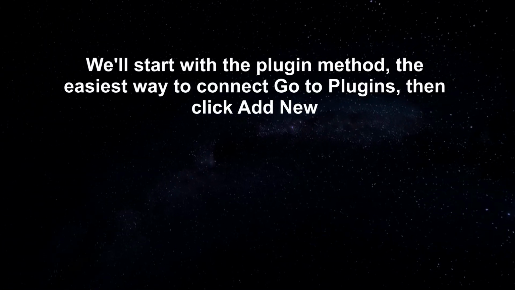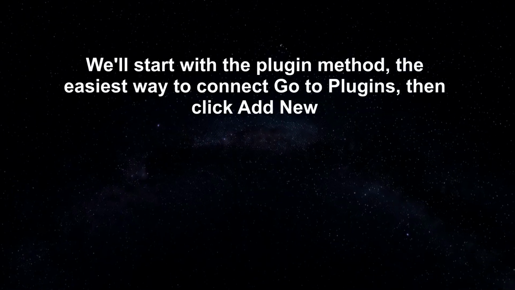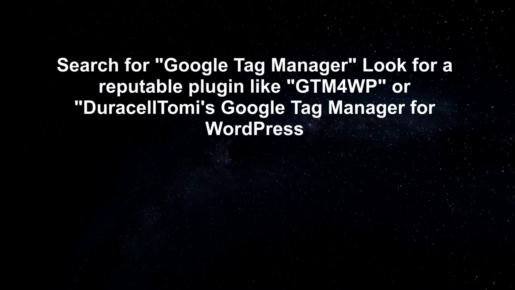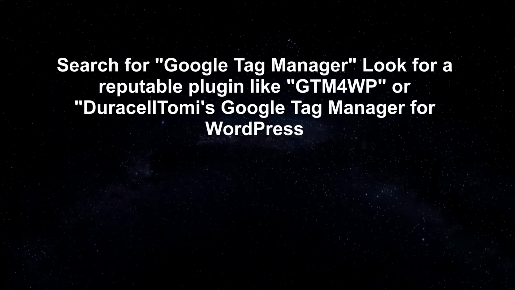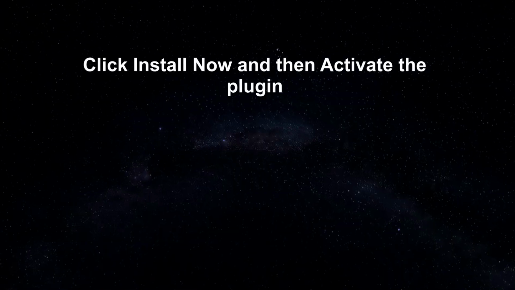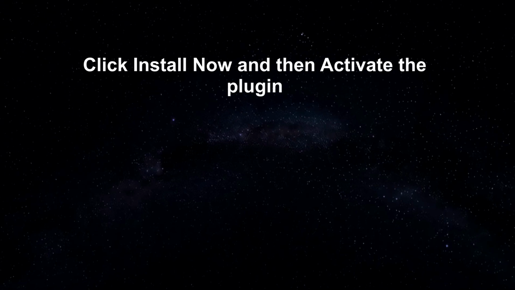The easiest way to connect, go to Plugins, then click Add New. Search for Google Tag Manager. Look for a reputable plugin like GTM4WP or Duracell Tomi's Google Tag Manager for WordPress. Click Install Now and then activate the plugin.